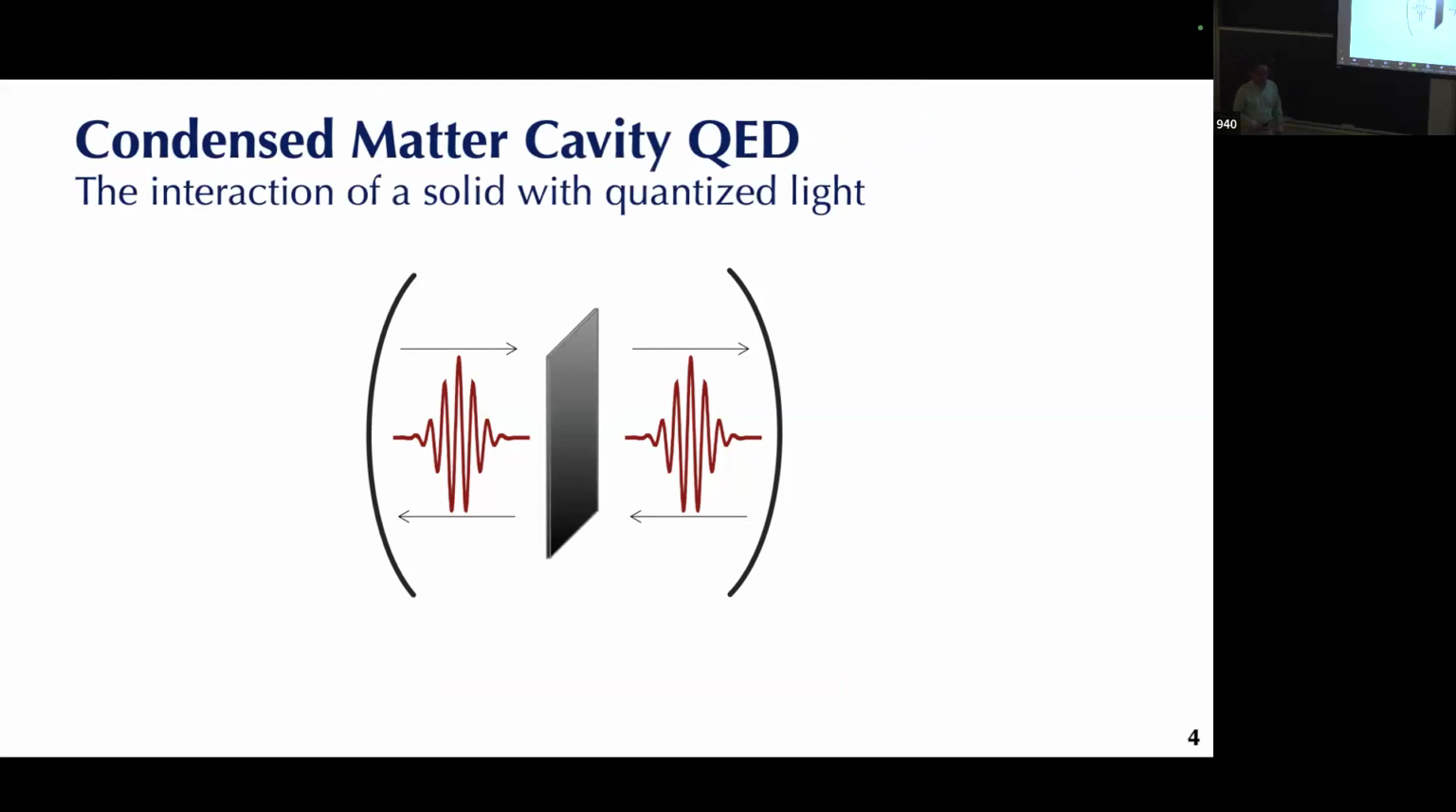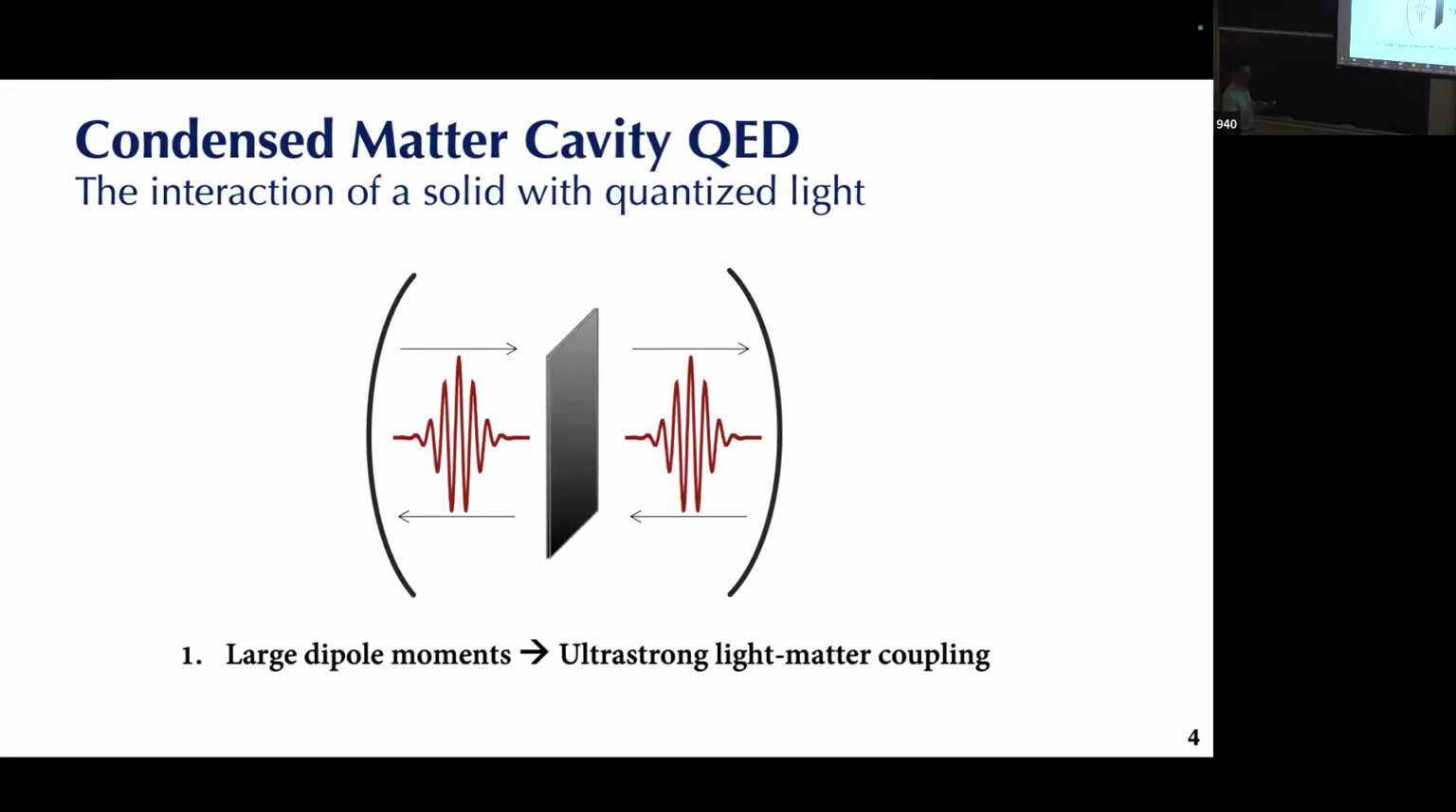What I will talk about today is the condensed matter version of cavity QED. Instead of atoms and molecules, we place a piece of material, such as semiconductors, magnets, or superconductors, inside a cavity to probe the influence of the cavity, or cavity photons, on the properties of the material. And there are many reasons why this can be interesting and useful.